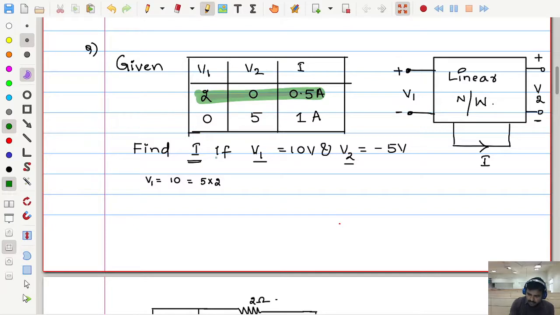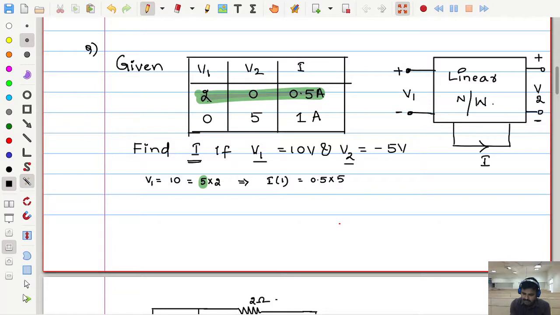So when I multiply this by 5, I will be getting 10 volts. V1 has 10 volts. So can I say its response is also going to be multiplied? Let us say I of 1, which is the current due to the V1 voltage source alone, is equal to 0.5 into 5. It means the response is multiplied by the same constant.